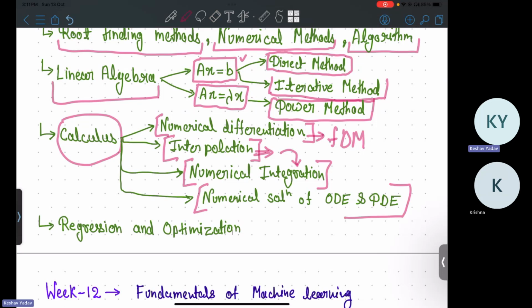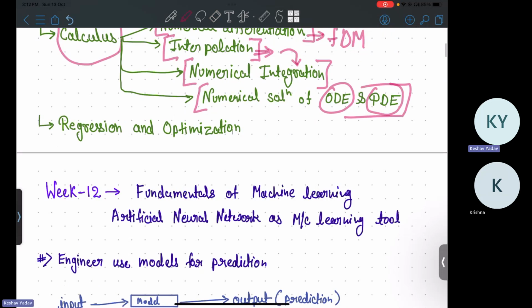Then we have seen numerical solutions of ordinary differential equations and partial differential equations. Here we have seen some practical problems like unsteady heat conduction in a 1D rod, and we have also seen heat conduction with heat generation. Like that, we have seen some practical problems also. By this we have completed the calculus part.